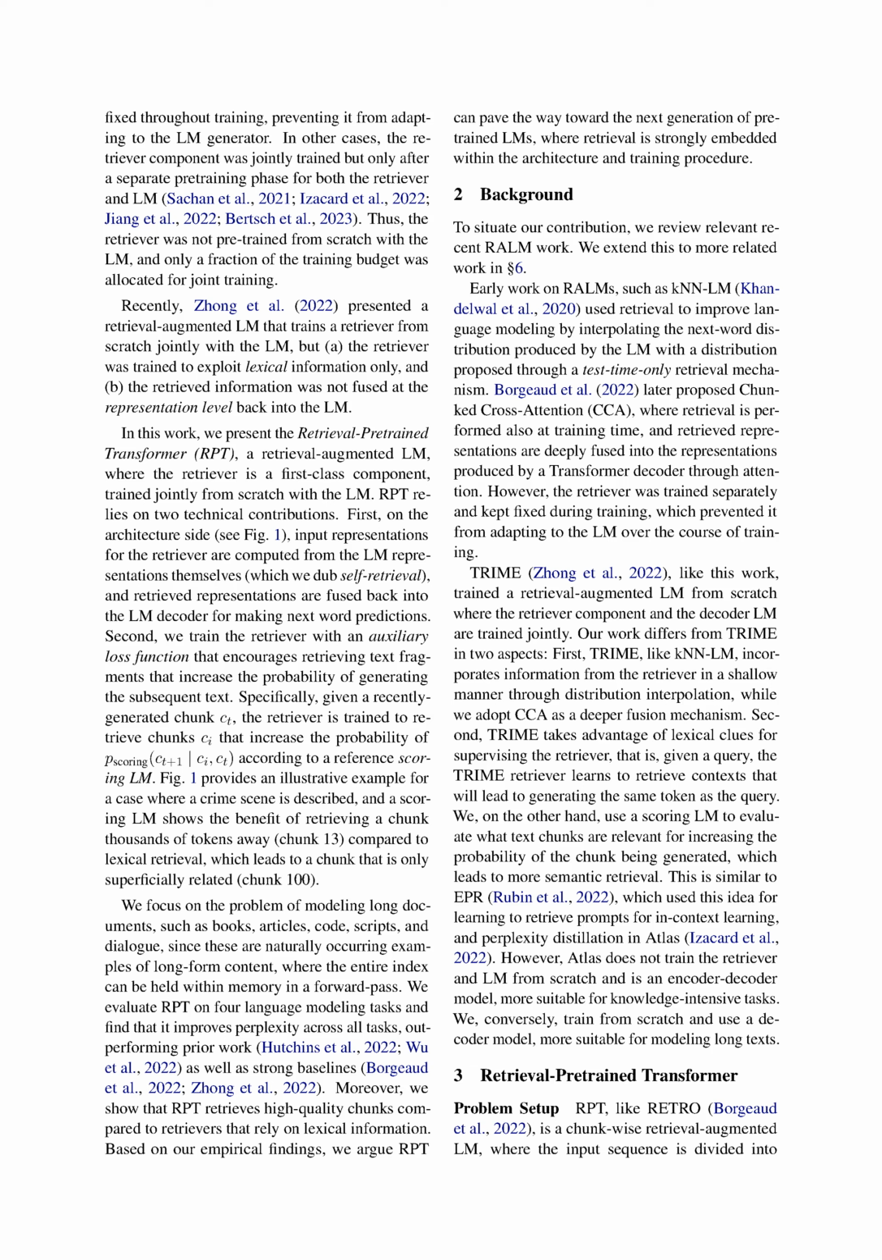Section Summary. The success of large language models, LMs, comes at a computational cost due to increasing parameter counts and growing context lengths. Retrieval-Augmented Language Modeling, RALM, can reduce memory and computation requirements by precisely retrieving relevant information. In this work, the Retrieval-Pretrained Transformer, RPT, is presented, which trains a retriever from scratch jointly with the LM, and relies on self-retrieval and an auxiliary loss function to fuse retrieved representations back into the LM decoder for making next word predictions. RPT improves perplexity across all tasks and retrieves high-quality chunks compared to retrievers that rely on lexical information, paving the way toward the next generation of pre-trained LMs.